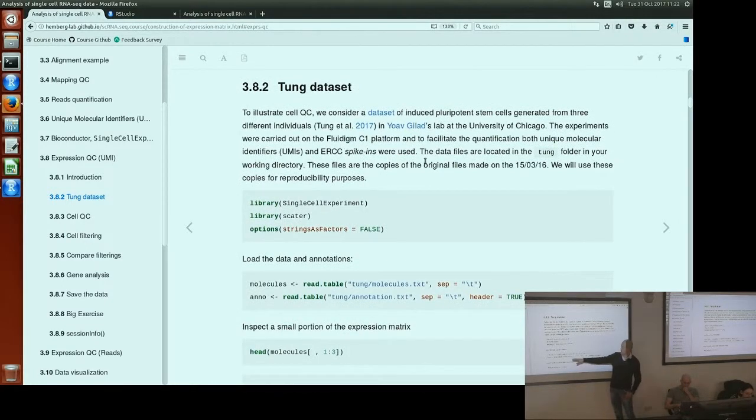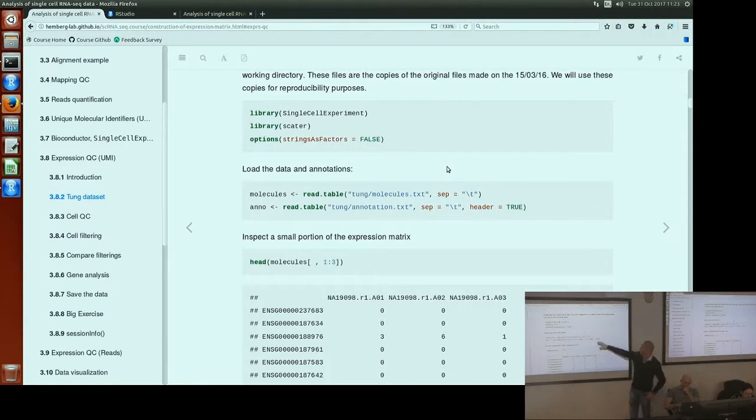So also the advantage of this data set is that the authors provided both molecules counts and read counts. So I will cover the quality control of the UMI molecules, and in the next chapter you will go through the read quality control yourself, and we'll basically just repeat this analysis for the reads. And then you can compare how molecules are different from the reads.